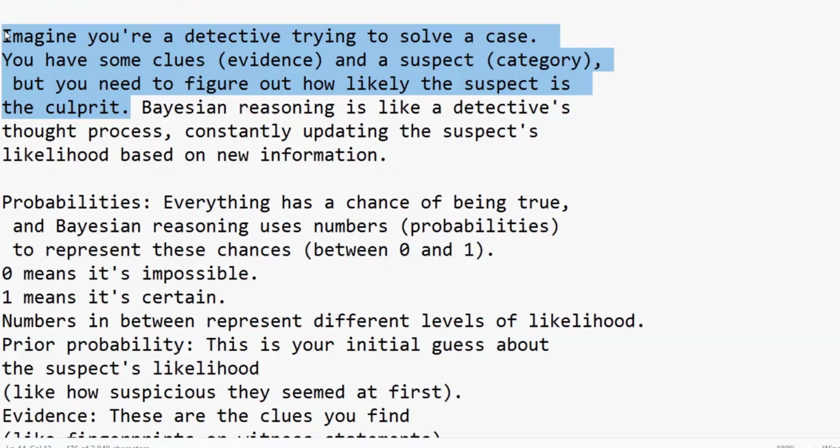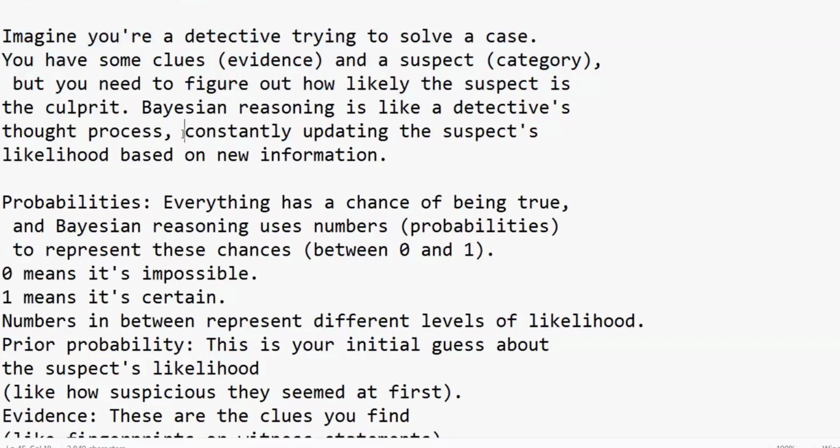Bayesian reasoning is like a detective throughout the thought process, constantly updating the suspect likelihood on the new information. Bayesian reasoning will give you the new information always. So everything has a chance of being true. Bayesian reasoning uses numbers, probabilities, to represent the chances between zero and one. So fuzzy logic, you understood, right? Fuzzy logic, it's not black and white, but actually it takes into account somewhere in between.